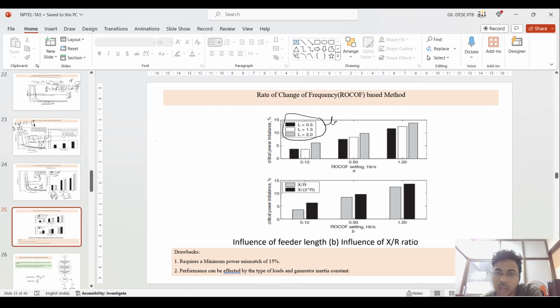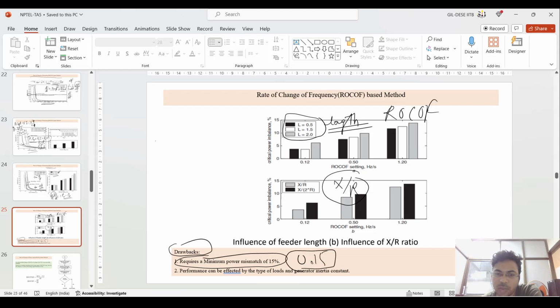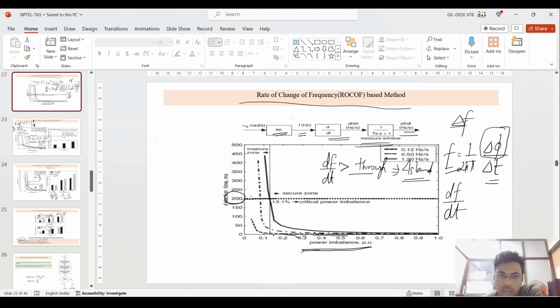And coming to this L also, the line impedance will vary. Sorry, the length of the feeder also varies, so ROCOV varies with the length of the feeder. So ROCOV varies on various types of parameters, and also with the X by R ratio of the line. So the main crux is that the drawback of this ROCOV method is that it requires a minimum power mismatch of 15%. That is, 0.15 times power imbalance must be there to detect any condition.